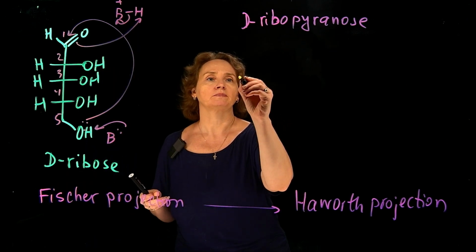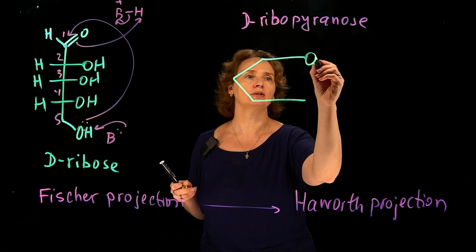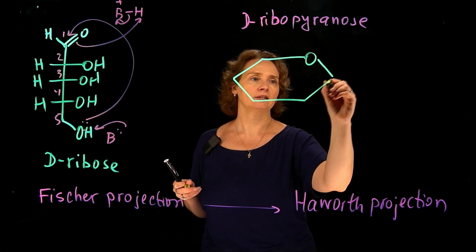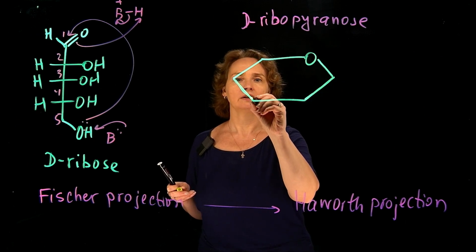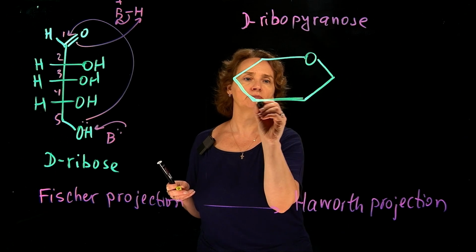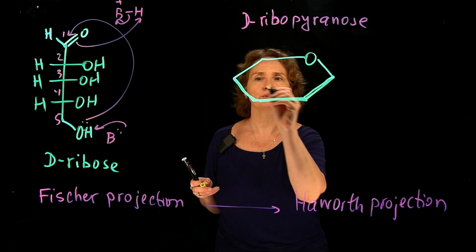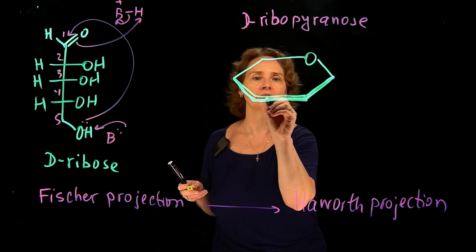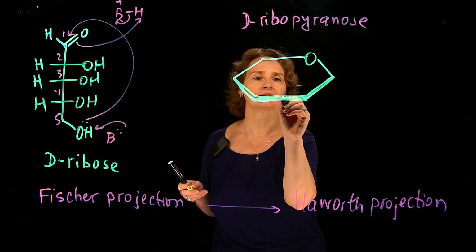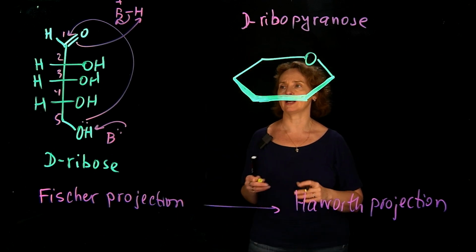So Haworth projection means that I have my oxygen in a cycle, and those carbons are kind of towards me, right? Don't forget that. So I'm trying to make those wedges here shown, but that's not necessary. It's kind of understandable when you are drawing in a Haworth projection. That's just to kind of highlight this point.